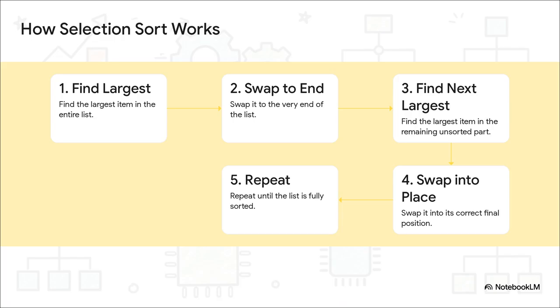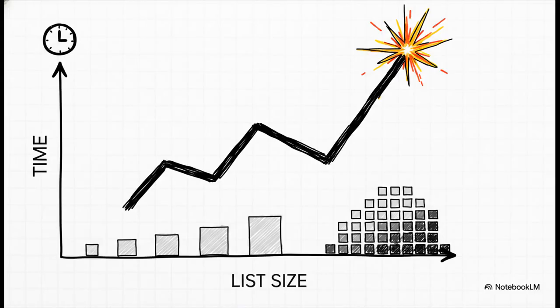Great. That last spot is now correct, so we can ignore it. Then you just look at the rest of the list, find the next highest ID, and swap that one into the second to last spot. You just keep doing that until the whole thing's in order. Now this is a huge improvement, for sure, but it's got a pretty big weakness.